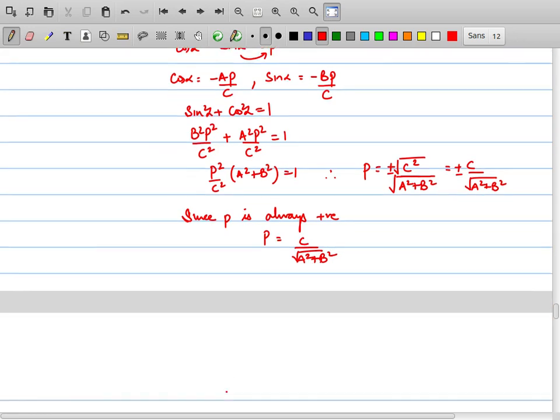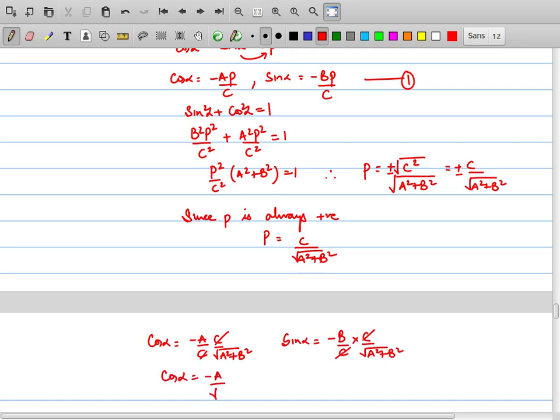We get in this equation. So what is cos alpha? Cos alpha is minus A upon C, and p is C upon under root A square plus B square. Similarly, what is sin alpha? Minus B upon C, and p was C upon under root A square plus B square. So C and C go away. So cos alpha is minus A upon under root A square plus B square, and sin alpha is minus B upon under root A square plus B square.